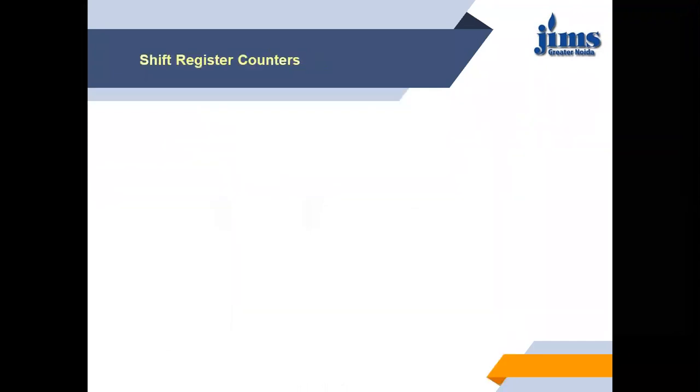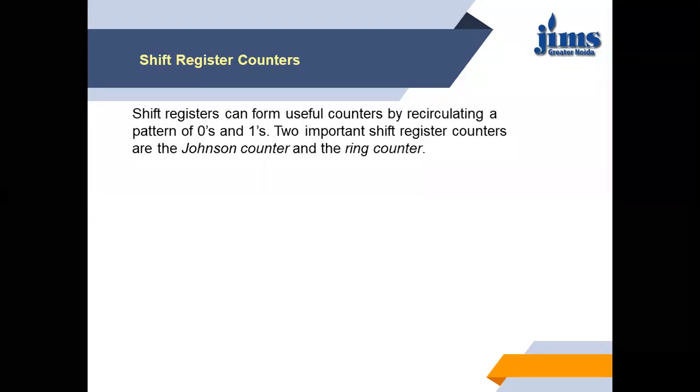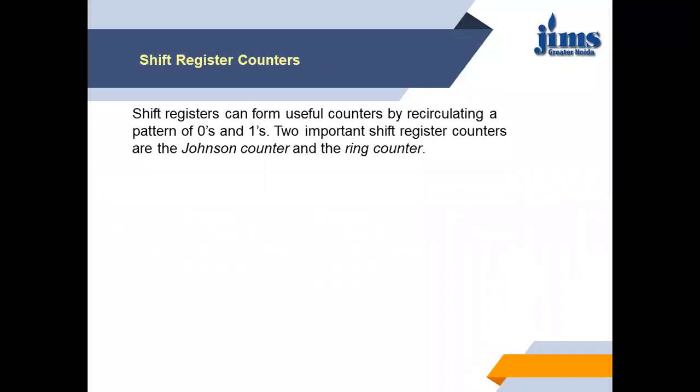Now, another interesting type is the shift register counters. Many times this question has been asked in your sessional examination or the main university examinations. These are shift registers, but used as counters. A counter is nothing but something which can count. So shift registers can form useful counters by recirculating a pattern of zeros and ones. For this purpose, we have 2 important shift register counters, known as the Johnson counter and the ring counter.